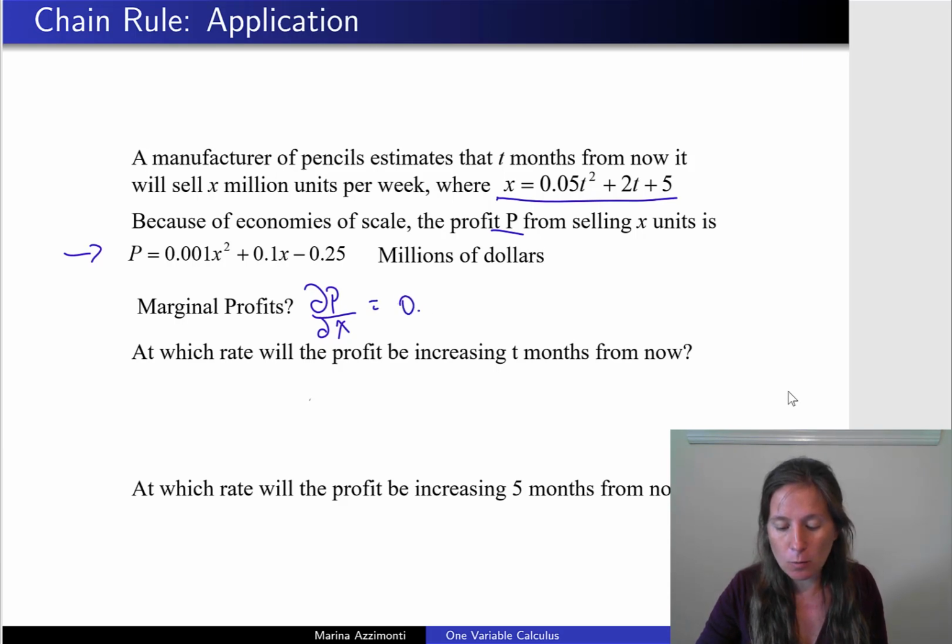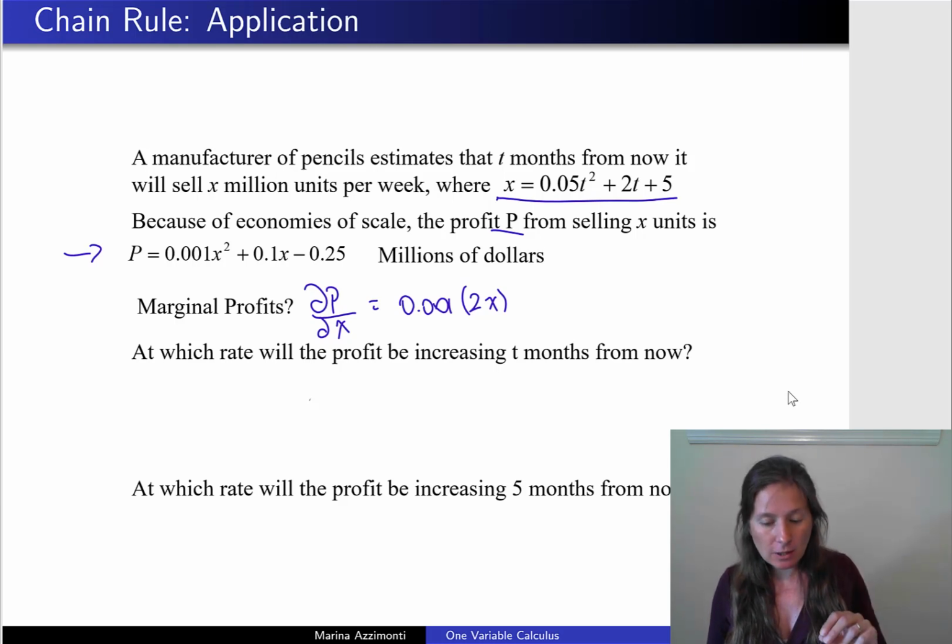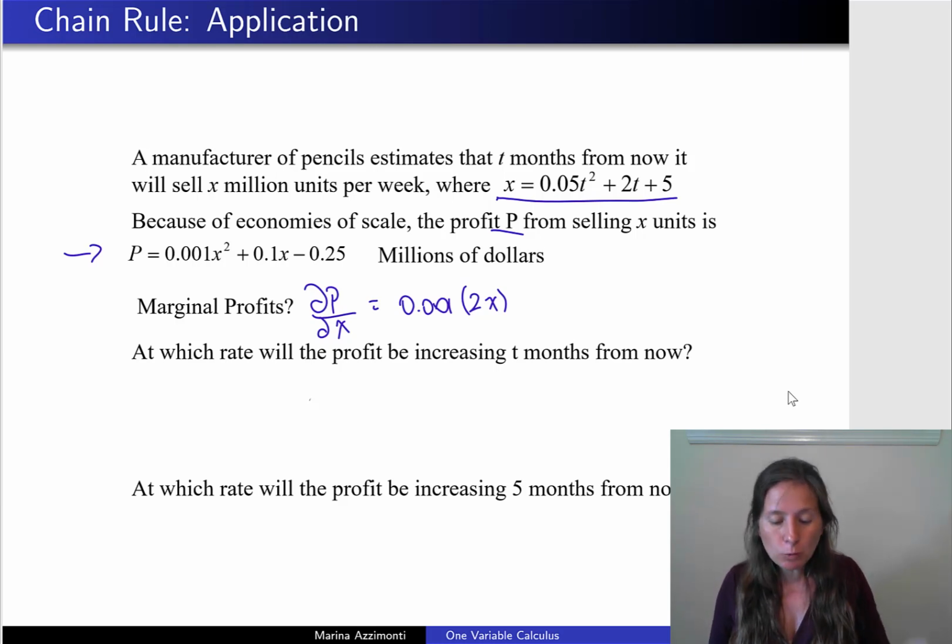And this is just 0.001 times 2 times X. Okay, that's going to be your marginal profit. Now, there is a second question. This is a little bit trickier. At which rate will the profit be increasing T months from now?